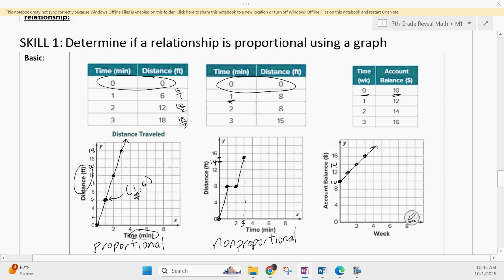It doesn't hit the origin, right? So this is also non-proportional. If you feel good about that, then you are going to go to that next one down below. It says find the constant of proportionality for this graph.